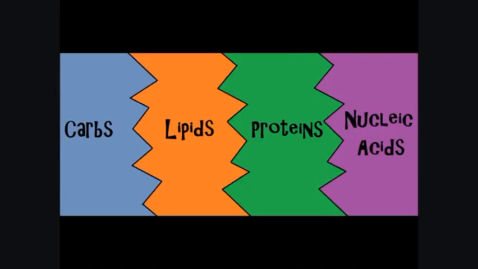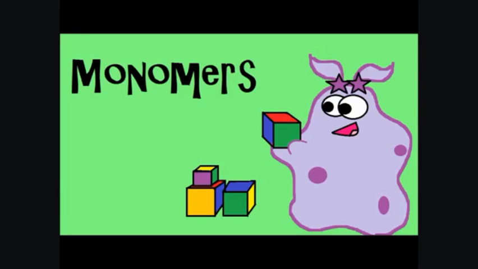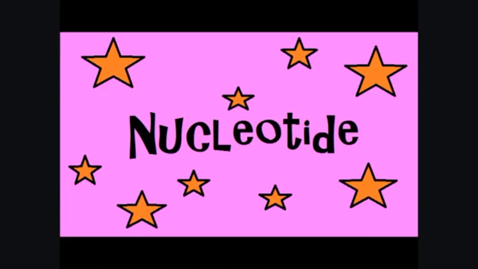Nucleic acids are the type of biomolecule that DNA falls under. And like all biomolecules, there are building blocks called monomers. The building block of a nucleic acid is a nucleotide.